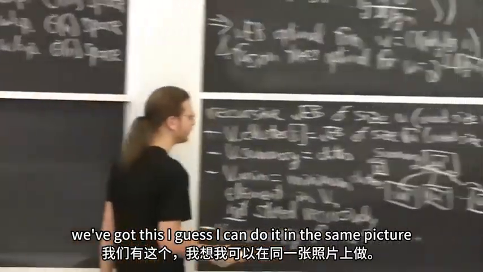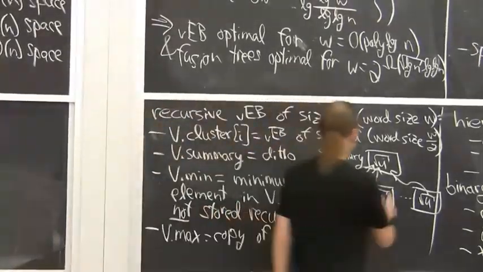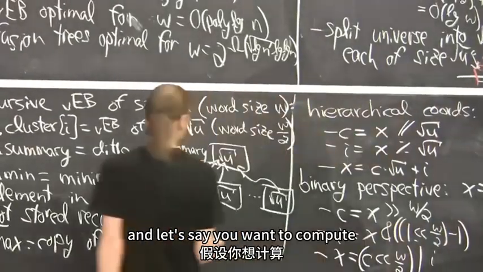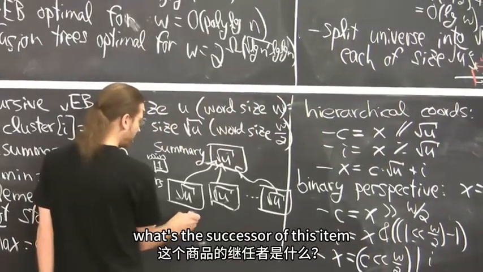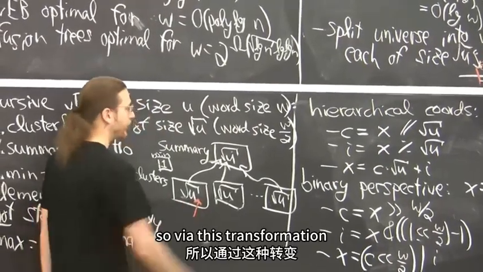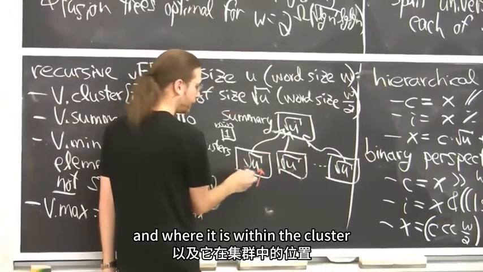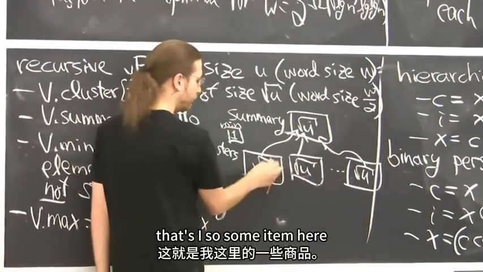We've got this summary and a bunch of clusters. Let's say you want to compute the successor of this item. Via this transformation, we compute which cluster it lives in and where it is within the cluster. That's i. So that's some item here.